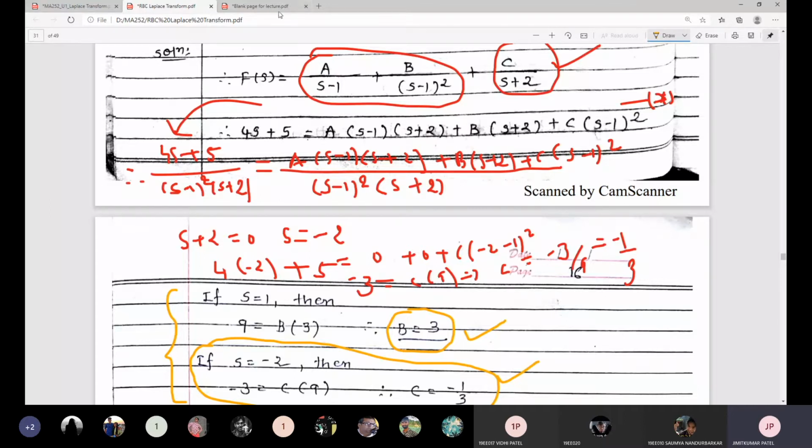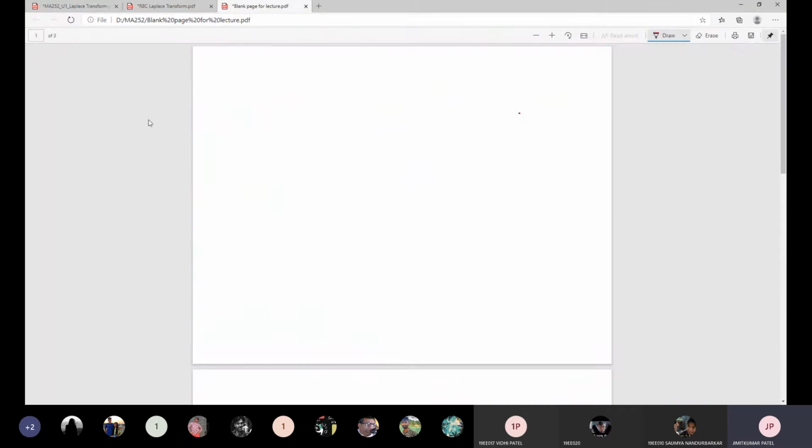So first solve it. So what we get? 4s plus 5. Okay, what we get in this? So we get, look here, we have 4s plus 5 is equal to A into (s minus 1) into (s plus 2), plus B into (s plus 2), plus C into (s minus 1) whole square. Okay, this is our equation star.